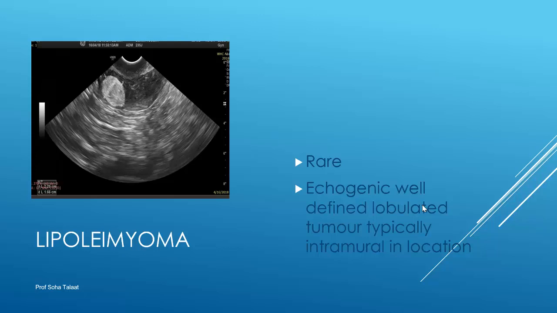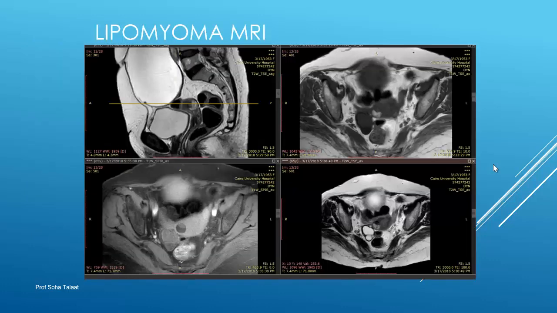Here is the lipoleiomyoma, bright signal. If one can see it, we can say that it may be a dermoid, but it is in the wall of the uterus, so it is a lipoleiomyoma, an echogenic, well-defined lobulated tumor, typically intramural in location and mostly suppressed on fat suppression. This is another case.